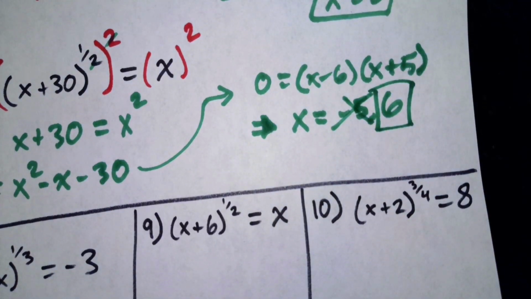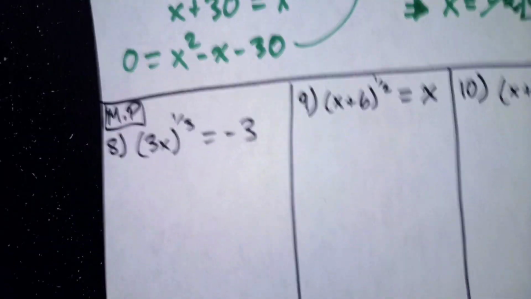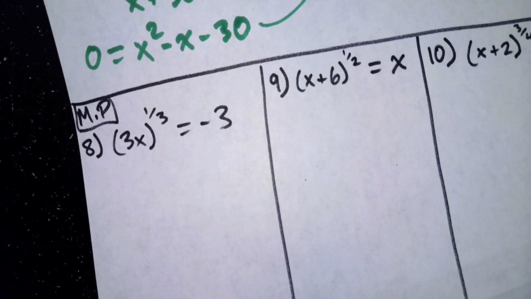And so for our monitoring progress examples, these will be pretty much the same thing, so I'll do them at a relatively faster pace. Let me position this. There we go. So we're going to do 8, 9, and 10. Let's see what that tells us.